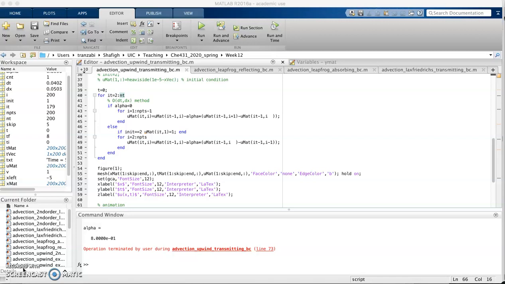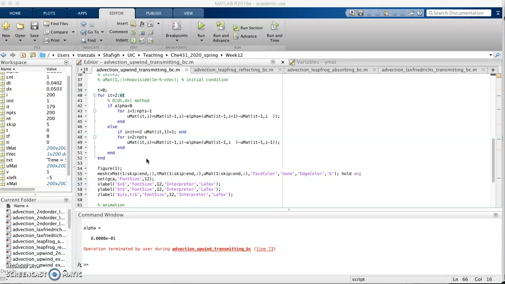Today I'm going to show you how to apply transmitting and reflecting boundary conditions using Leapfrog, Upwind, and Lax-Friedrichs. And if time permits, I'm also going to talk about absorbing boundary conditions. So let's begin with transmitting boundary conditions in the upwind scheme.